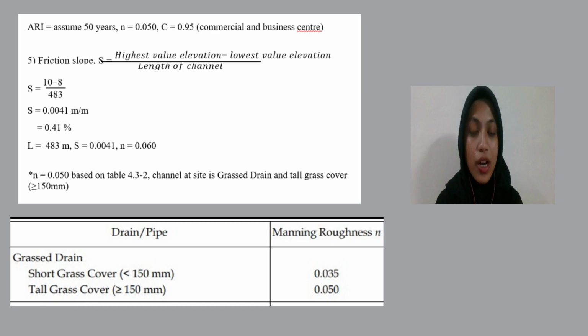At this step, we need to calculate the friction slope by using the formula given, which is the highest elevation value minus the lowest elevation value, and then divided by the length of the channel. So our value for friction slope is 0.0041. After that, we need to determine our Manning roughness value. Based on the channel's side and the area nearby the drainage, we choose tall grass cover. It is 0.050 for the Manning roughness value.